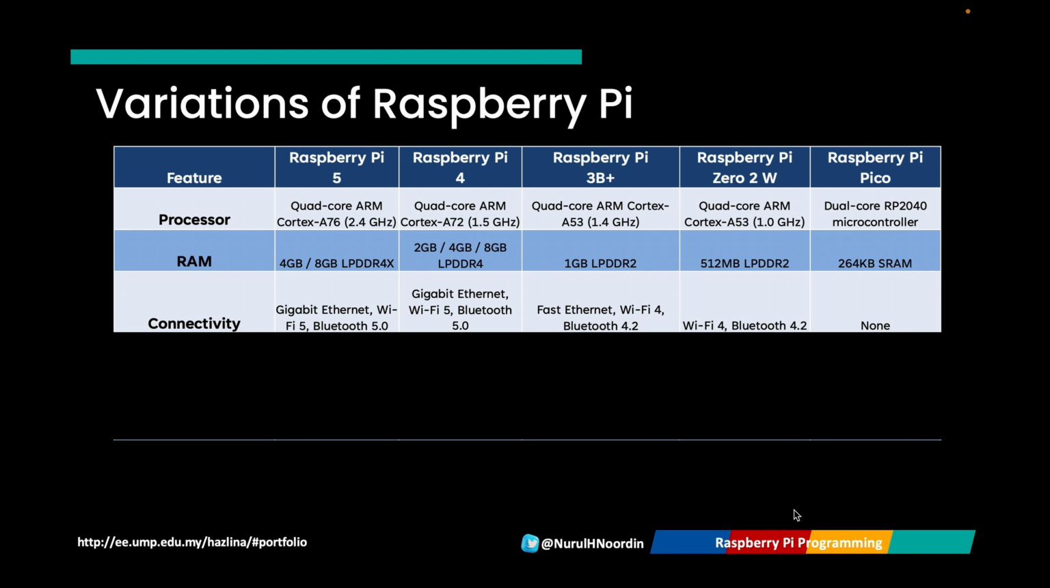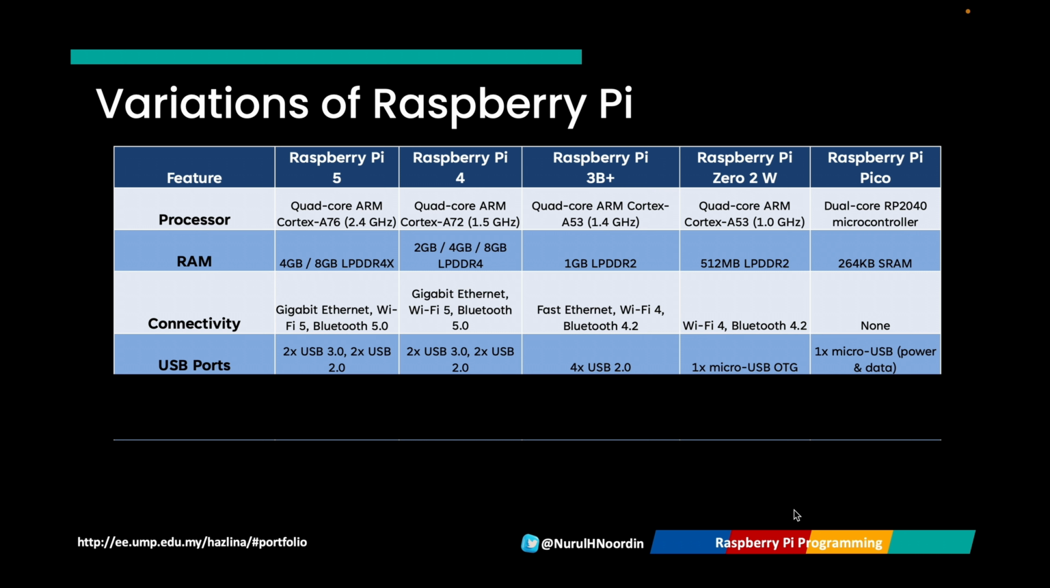Next, let's look into the connectivity. Different Raspberry Pi models offer various connectivity options. The Raspberry Pi 4 and 3B Plus support Wi-Fi, Bluetooth, and Ethernet, allowing for easy network access. The Raspberry Pi Zero has no built-in Ethernet, though it does support Wi-Fi. The Raspberry Pi Pico, being a microcontroller, has no built-in network capabilities and is instead designed for hardware-level control.